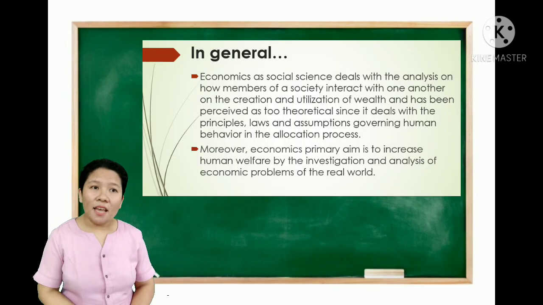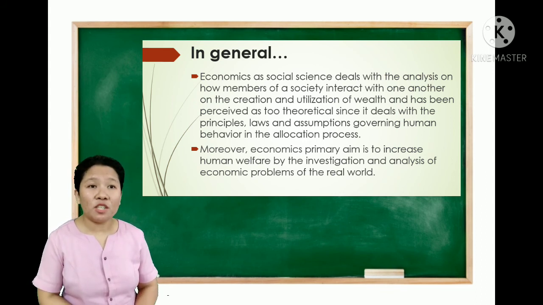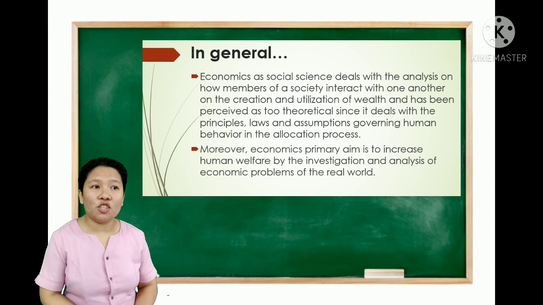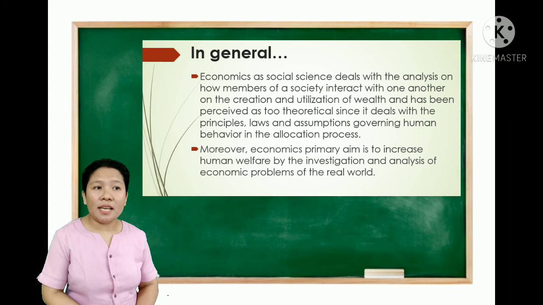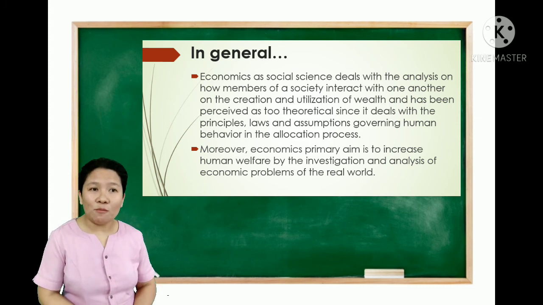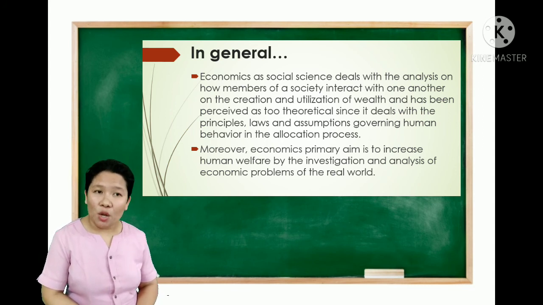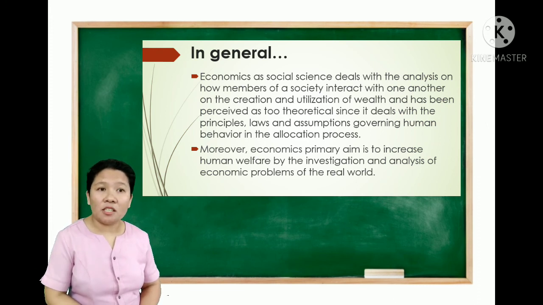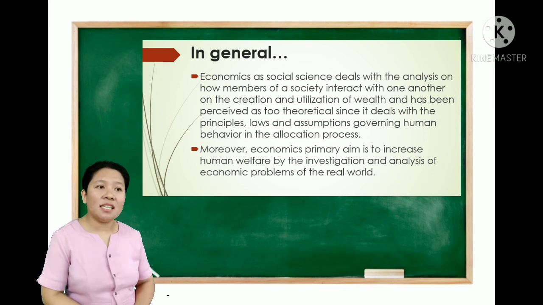In general, economics as a social science deals with the analysis of how members of a society interact with one another in the creation and utilization of wealth and has been perceived as too theoretical since it deals with the principles, laws, and assumptions governing human behavior in the allocation process. On the other hand, economics as an applied science has as its primary aim to increase human welfare by the investigation and analysis of economic problems of the real world.